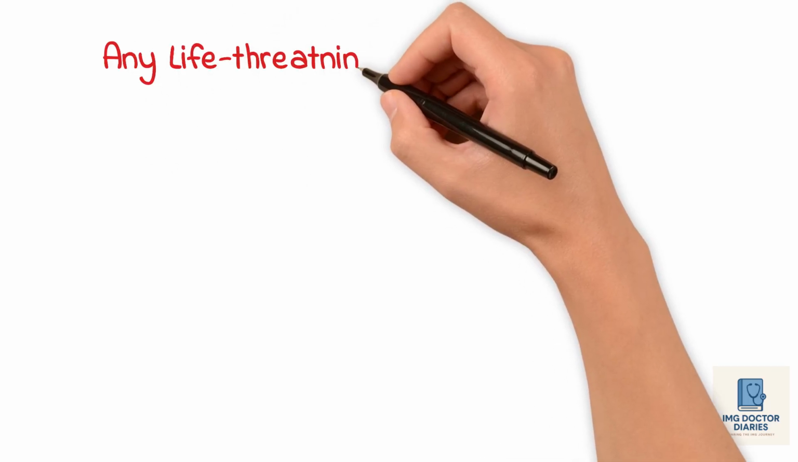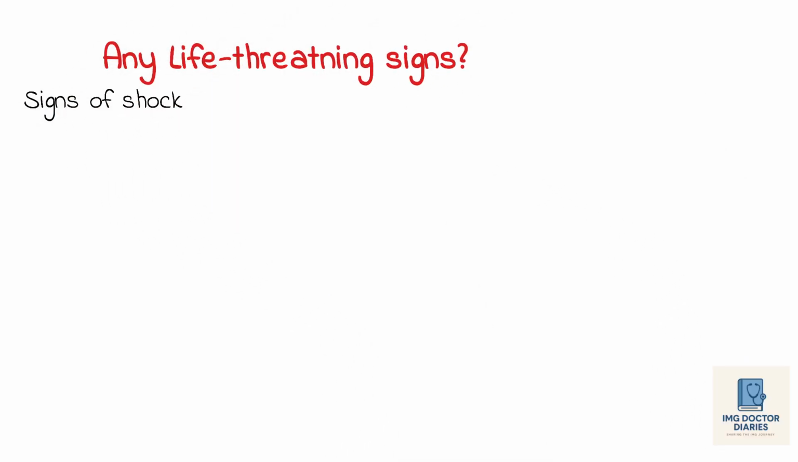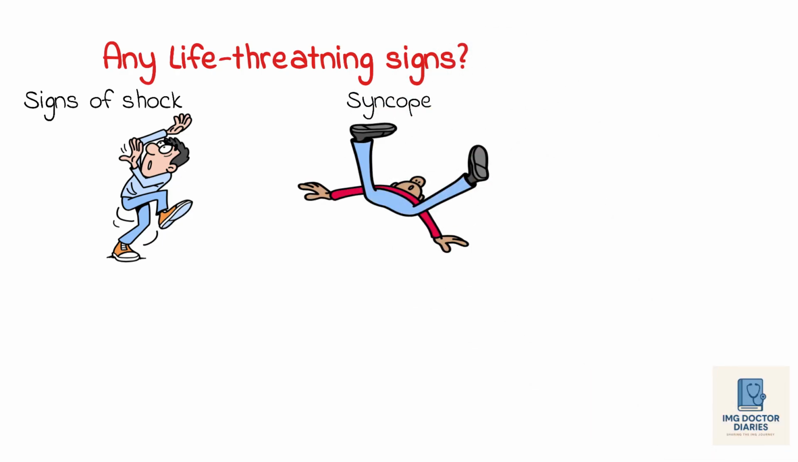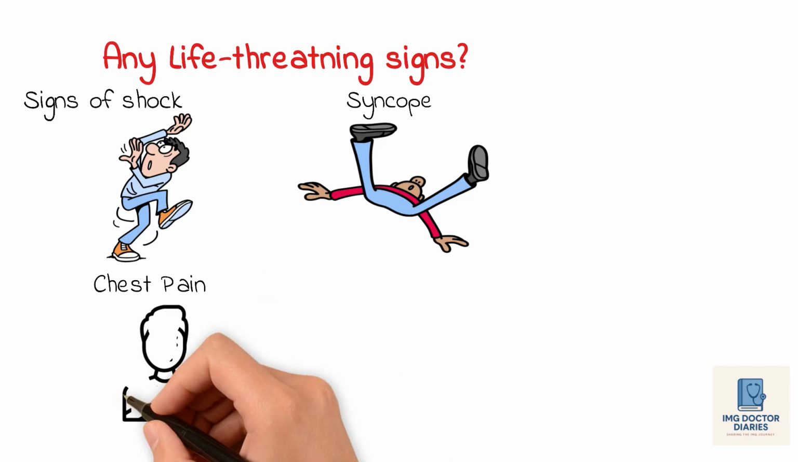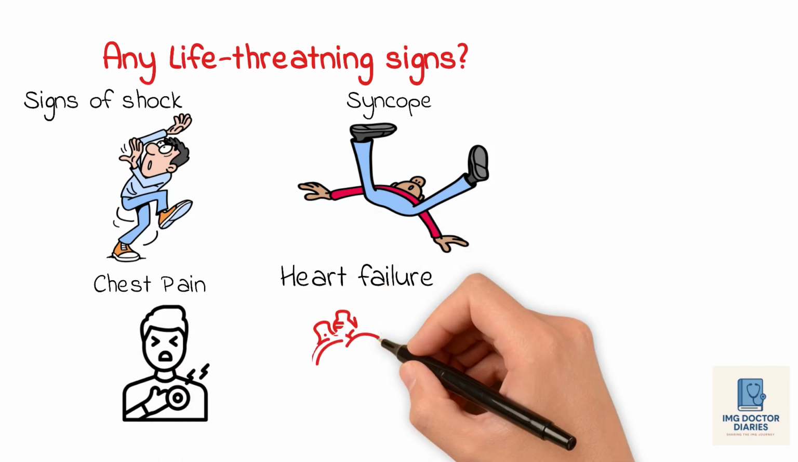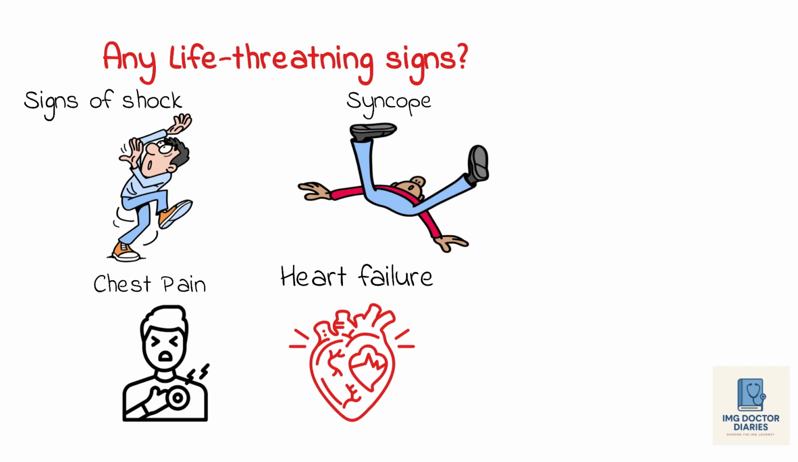Next, ask, does this patient have life-threatening signs? That means shock: low BP, cold, clammy, maybe confused. Syncope: fainting or near fainting. Myocardial ischemia: chest pain, ECG changes. Heart failure: breathlessness, pulmonary crackles, fluid overload.